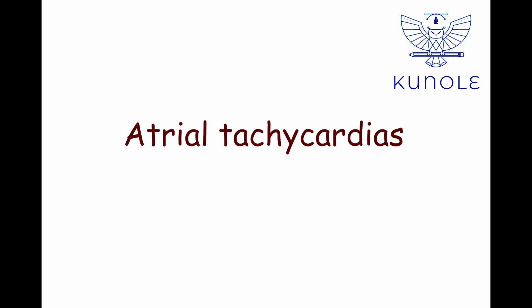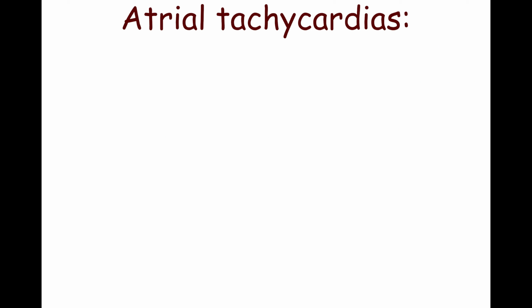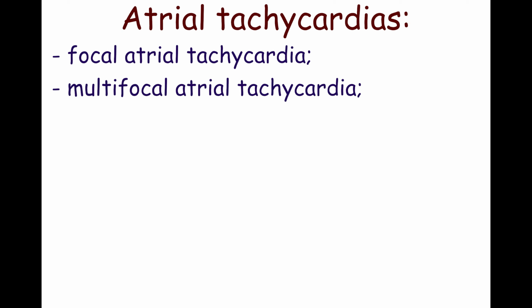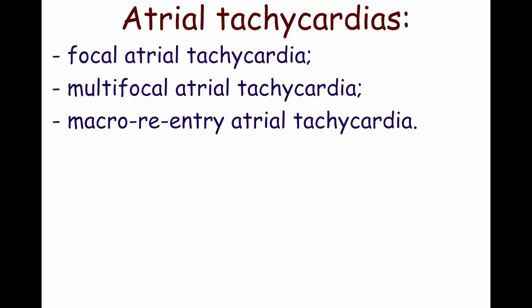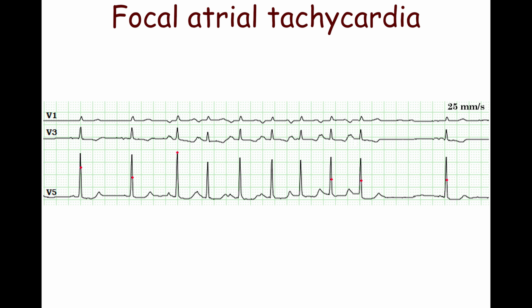In this video we will talk about atrial tachycardias. Atrial tachycardias include focal atrial tachycardia, multifocal atrial tachycardia, and macro-reentry atrial tachycardia. In focal atrial tachycardia, the P waves are of the same morphology with a rate of more than 100 beats per minute. The rhythm is of discrete origin.